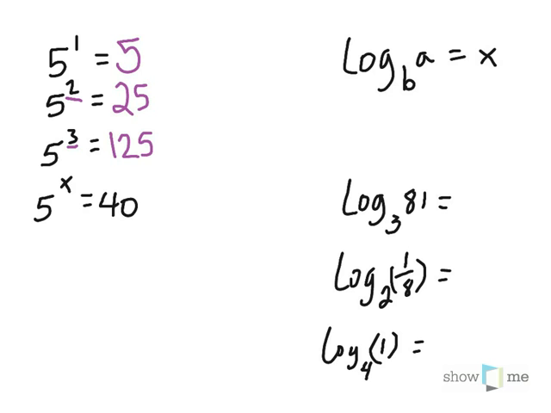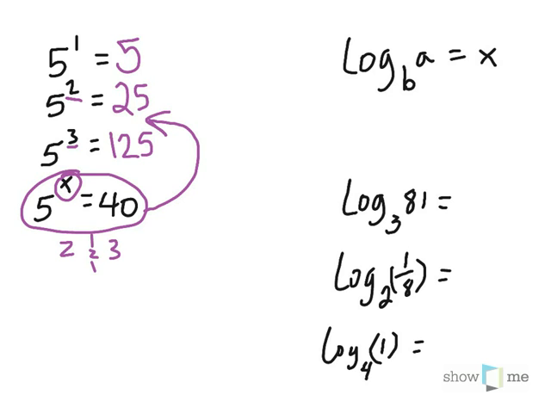And what I mean is take a look at a situation like this. 5 to the what power is 40? Well, nobody in their right mind would know that off the top of their head, but you can at least estimate it. 40 ends up somewhere between 25 and 125. So I know this exponent right here is going to be somewhere between 2 and 3. I just don't know exactly where.